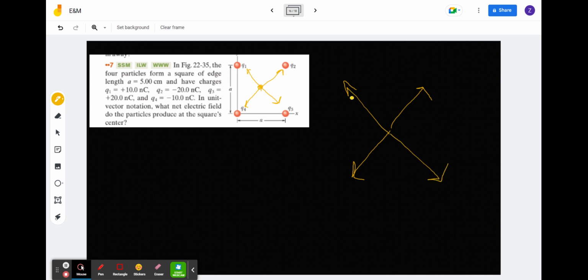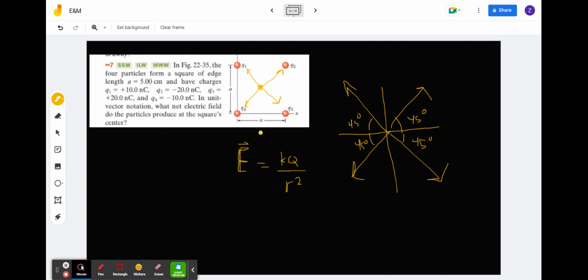Because it's a square, if we draw our axes, this is a 45-degree angle. This is a 45-degree angle. This is a 45-degree angle, and so on and so forth. So the magnitude of each vector is going to be kq by r squared. This is our formula for an electric field.